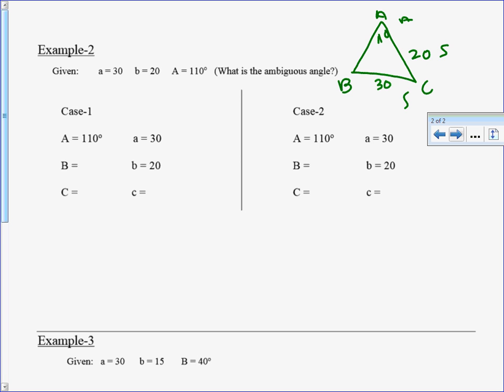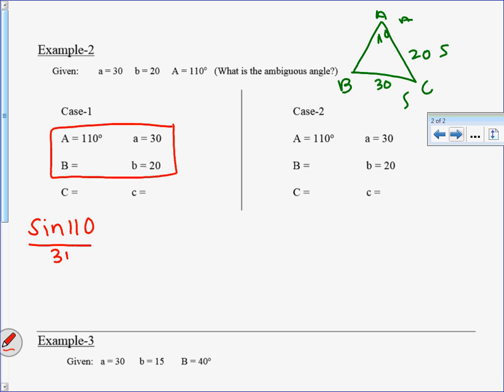So if you don't remember from last time, the first thing you want to do is look at this matchup right here. Okay, I'm going to do law of sines, so sine 110 over 30 is equal to sine B over 20. This will always give you an acute angle because you're using law of sines. And we're going to end up typing the inverse in our calculator.